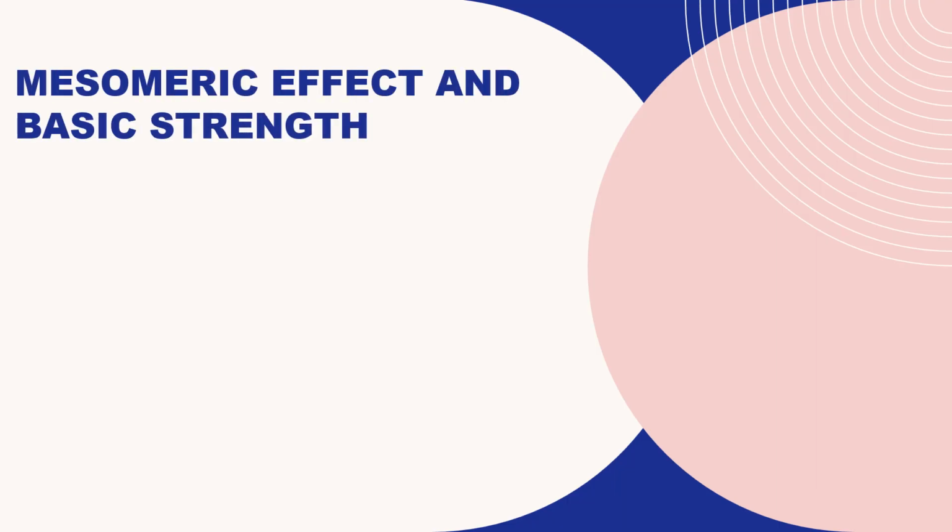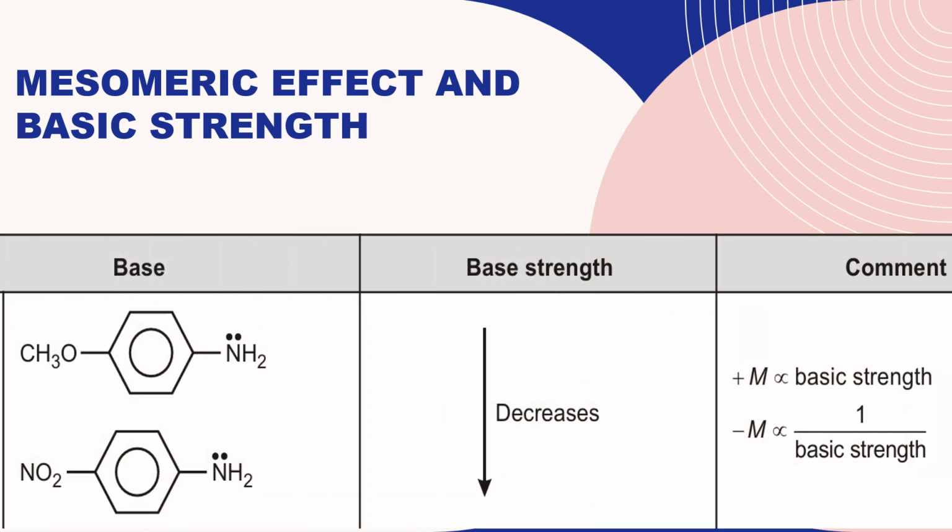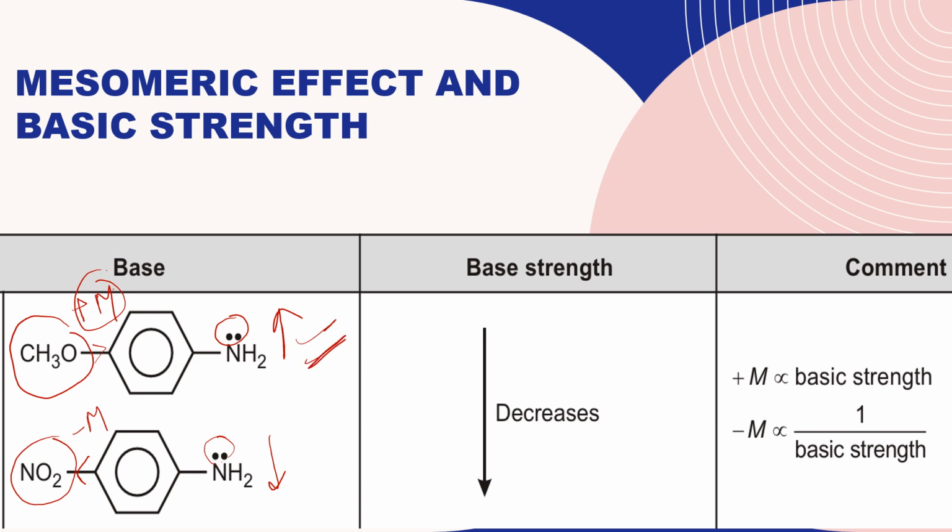Then mesomeric effect and basic strength. Yes, it's a very important factor which affects the basic strength. Like CH3O, it shows a plus M effect or plus R effect. But NO2 is an electron withdrawing, deactivating group, so it will show a minus M effect. Due to the plus M effect, CH3O donates its electron which participates in conjugation, hence increasing the electron density on the nitrogen atom. But NO2 withdraws the electron, that's why it decreases the electron density on the nitrogen atom. So we can say compound A, the first compound, is more basic than B.